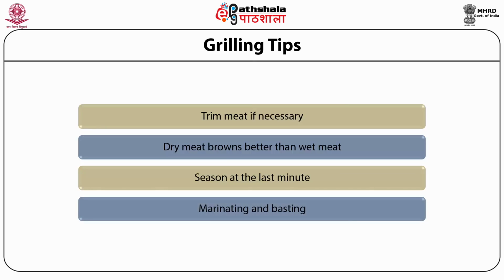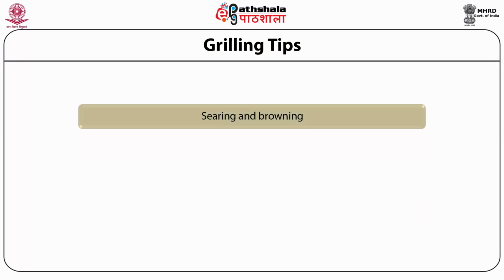Marinating and basting. Before cooking, beef or lamb steaks may be marinated in mixtures of oil with vinegar, wine or citrus juice, herbs and spices, etc. to help tenderize and add flavor. Drain meat of marinade and blot dry before pan grilling.